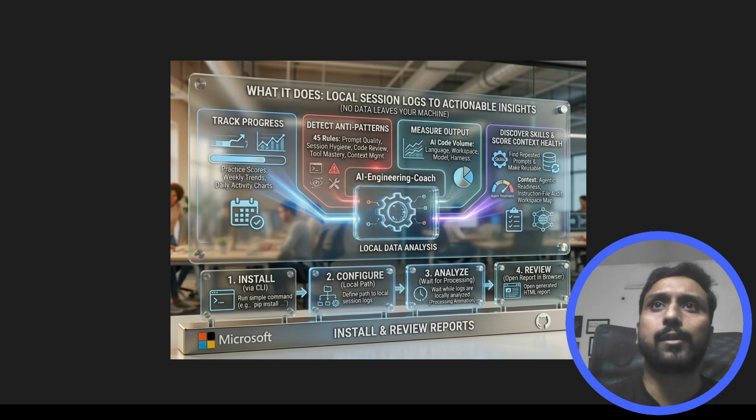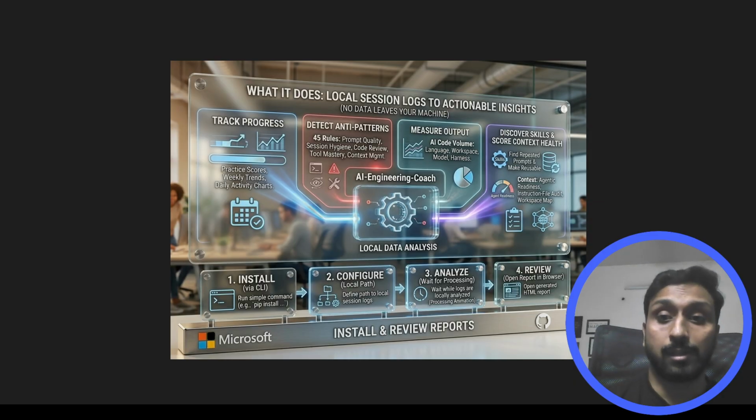Let me look at what it does and how it basically gets installed. It technically tracks the progress locally, detects the anti-patterns of your prompting, then measures the output, then discovers skills, scores, and contextual health. The way it works is you can install it via CLI, configure locally, analyze your performance, and then it's going to give you a review where you can actually look at and grow from there.